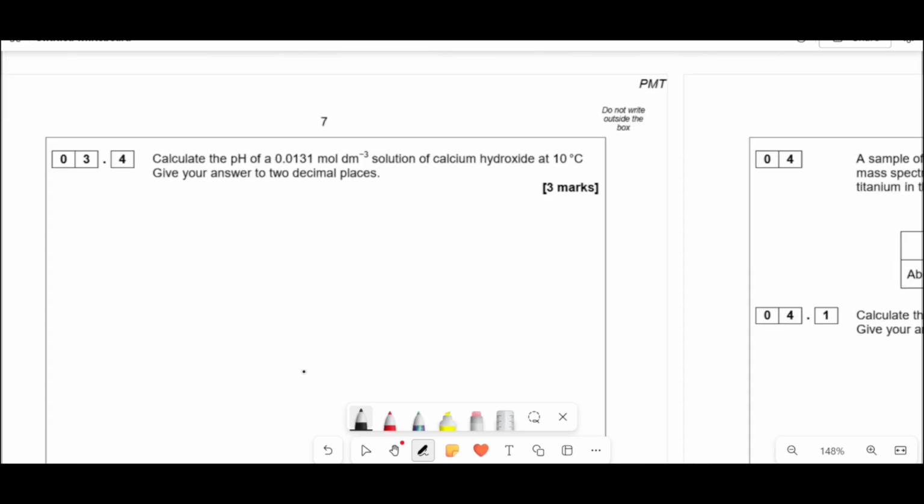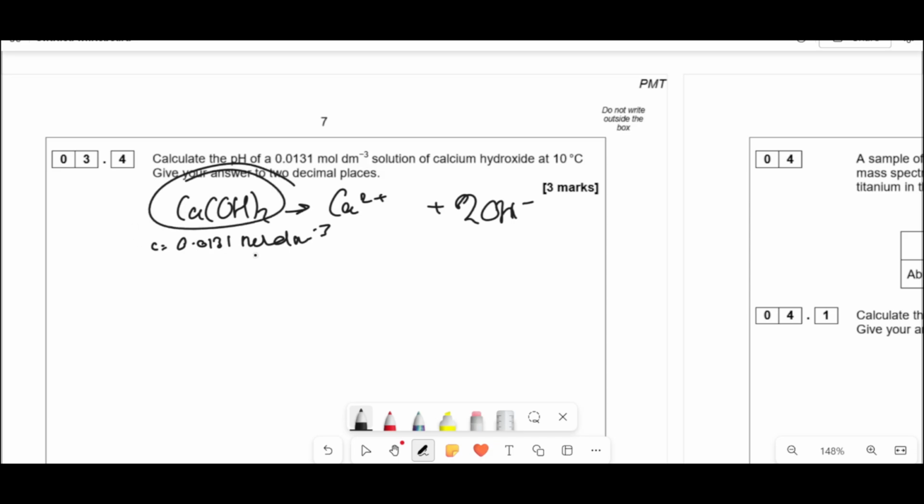Now it says calculate the pH of a 0.0131 mole decimeter cubed calcium hydroxide solution and give your answer to 2 decimal places. So you need to think in here what's going on, what we're dealing with. We're dealing with an alkaline solution, a base, and that's going to be CaOH2, which if you dissociate that, it becomes Ca2 plus and 2OH minus, right? They've given you this mole per decimeter cubed, and it's a strong base. So if this is 0.0131 as a concentration, every single one of these puts out 2 of them. So the concentration of this is going to be 2 times that.